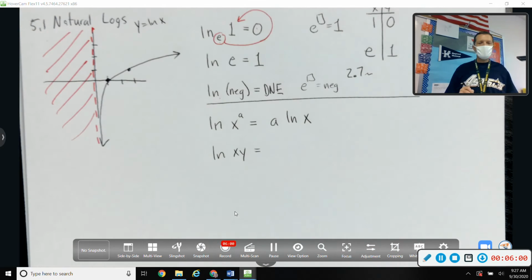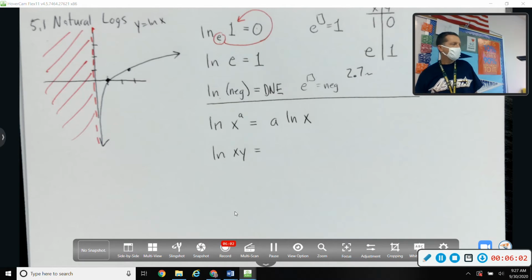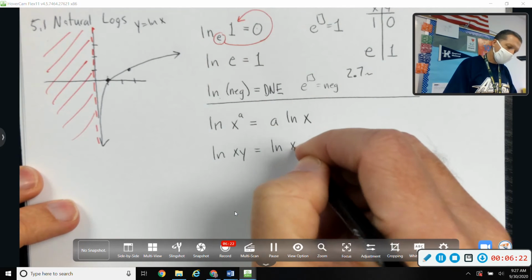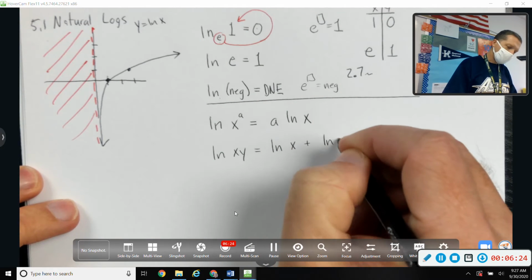How about the natural log of x times y? Do you remember what you can do with that in pre-cal or algebra? Blank stares, hopeful looks. Pardon? You can break it apart. Yes. Do you remember how you can break it apart? You add them. So natural log of x plus natural log of y.